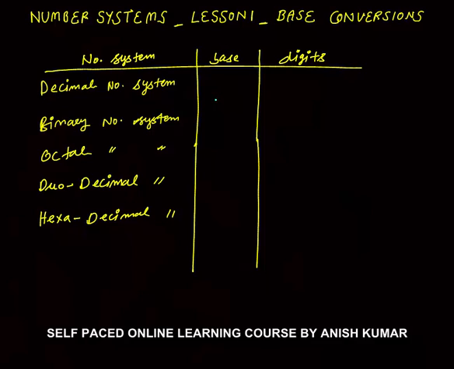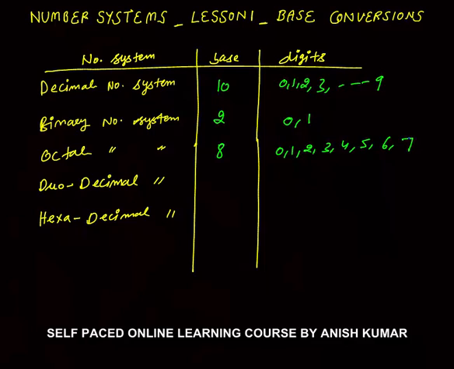When I say decimal number system, it has a base 10 and digits, I already told you, 0, 1, 2, 3 up to 9. 10 digits it has. Binary number system will have base 2 and the digits will also be 2, that is 0 and 1. Octal number system, the base is 8 and it will by common sense contain 8 digits, that is 0, 1, 2, 3, 4, 5, 6 and 7.